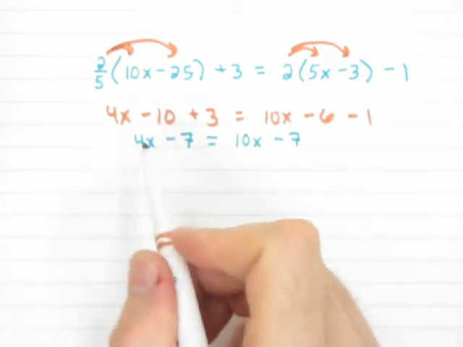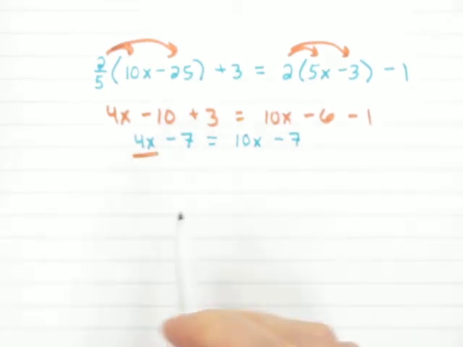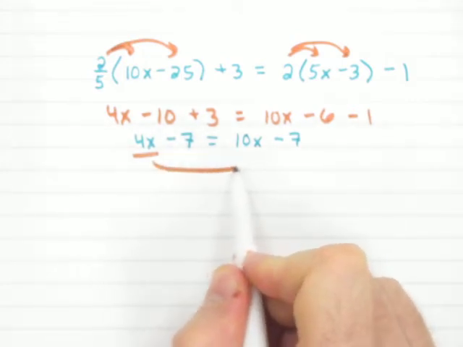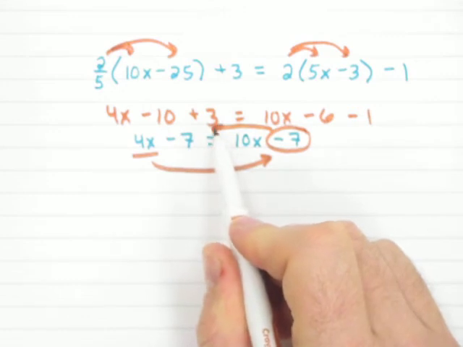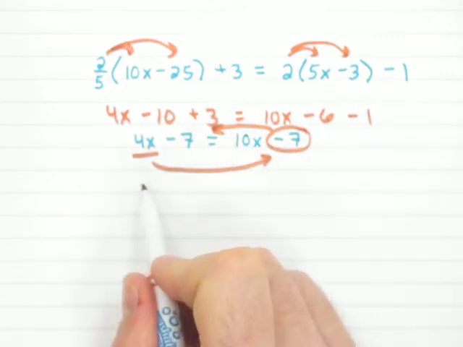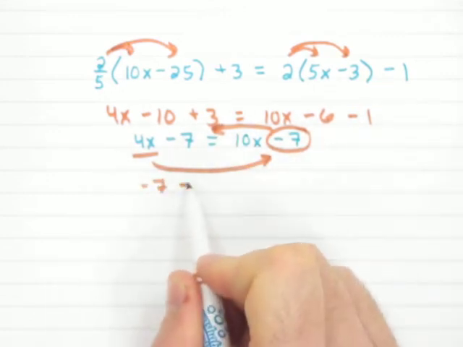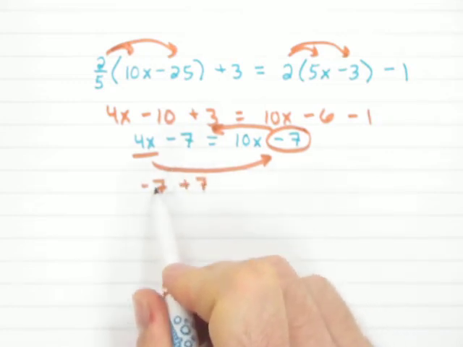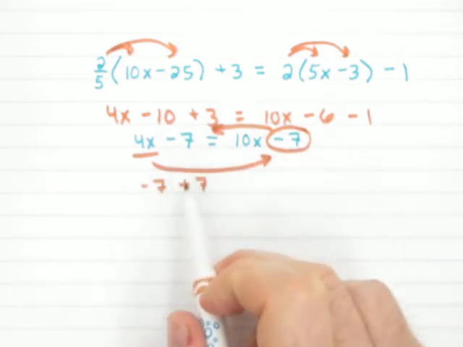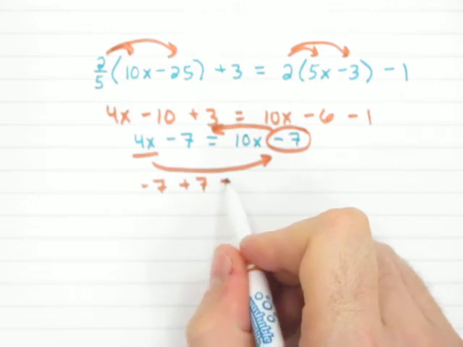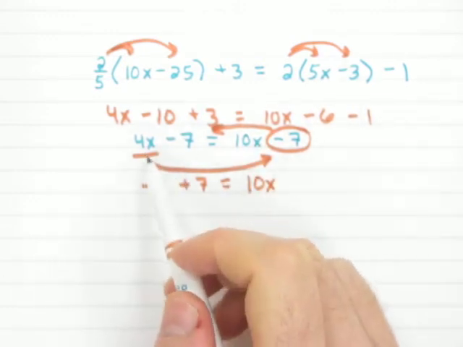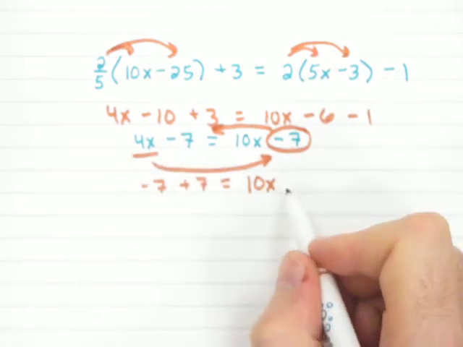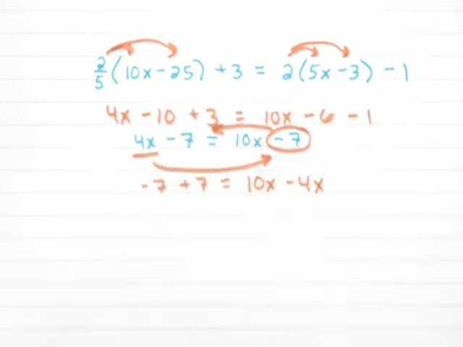As I solve this, I want to move the smaller coefficient, so I'll move this 4x over to the right and this negative 7 over to the left. You can write this as negative 7 plus 7. Remember, original term written first, migrating term written second, change its sign. 10x, original term written first, migrating term, 4x comes over as negative 4x. And now I simplify.